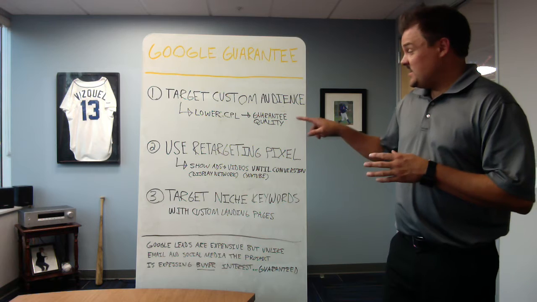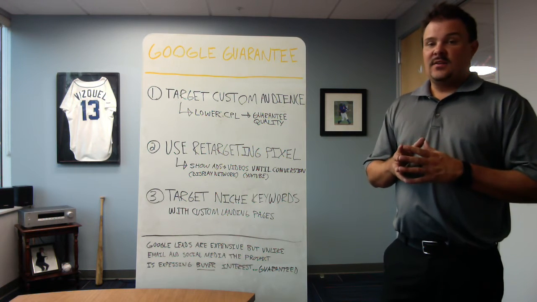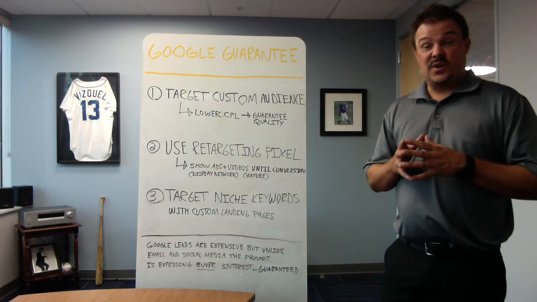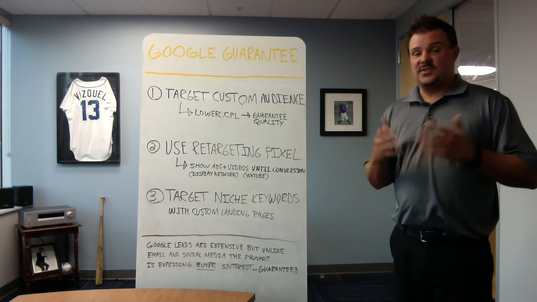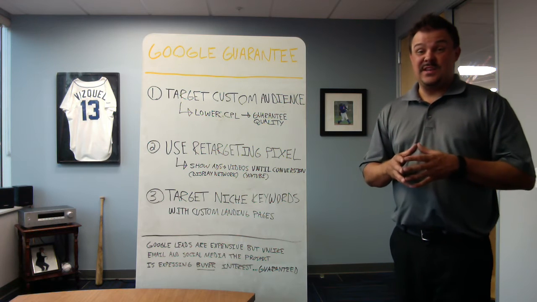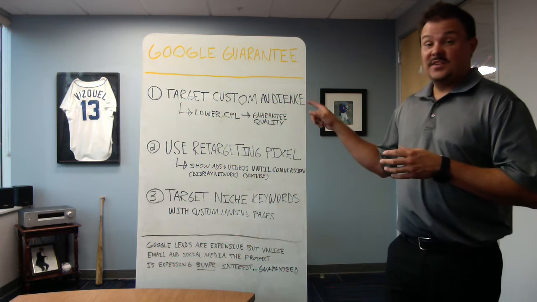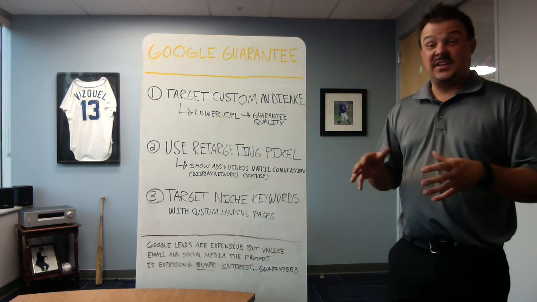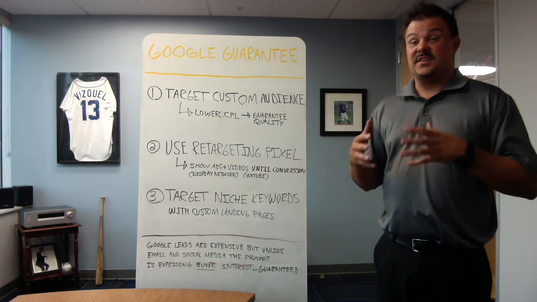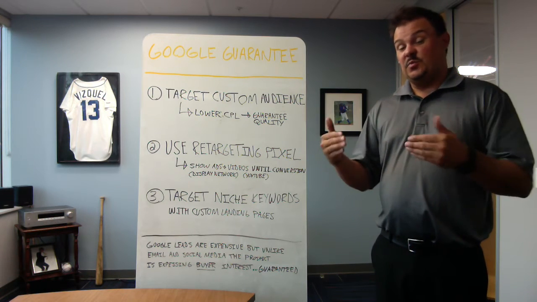All right, the second reason is guarantee quality. This is a huge deal. The worst thing is to pay $30, $60, $100, $200 for a Google lead, and then you call that person and they're either not qualified or they don't have the financial means or they're not ready to buy your product. And so by uploading a custom audience, you're able to basically pre-screen everybody that's going to see your Google PPC, display, and YouTube commercial ads.